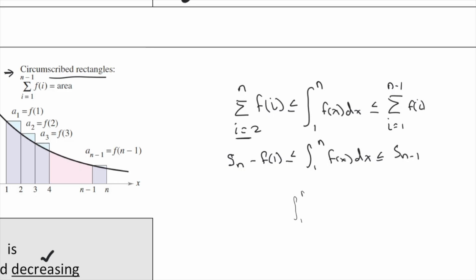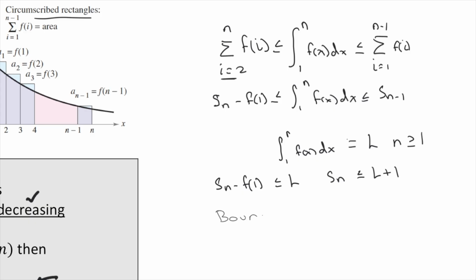Now, if your integral from 1 to n of f of x dx converges to, let's say, L, then for n greater than or equal to 1, we will know that s of n minus the function at 1 is going to be less than or equal to L, and therefore s of n is going to be less than or equal to L plus 1, which makes this bounded. And since it's bounded and monotonic, because our graph is always decreasing in this situation, from a prior theorem, we know that s of n is going to be convergent.